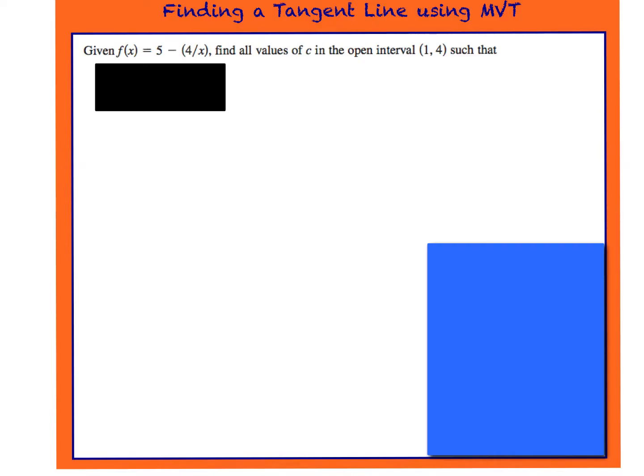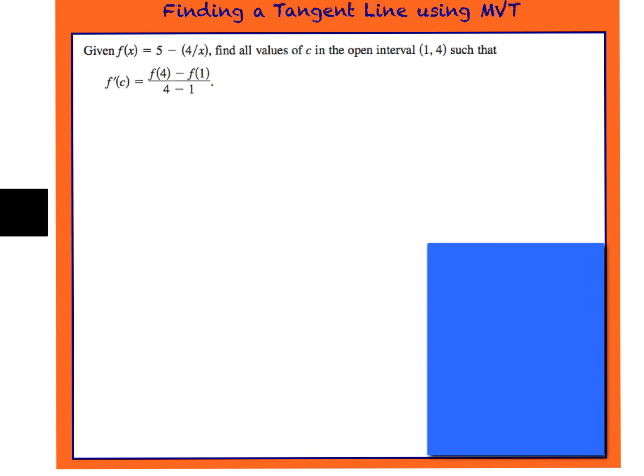Here we go. So I got this function. I have f of x is equal to 5 minus 4 over x. And I need to find all the values on the open interval of 1 to 4 such that f prime of c is equal to f of 4 minus f of 1 over 4 minus 1. So basically they're saying what? Use mean value theorem. That's what they're saying. Use mean value theorem.